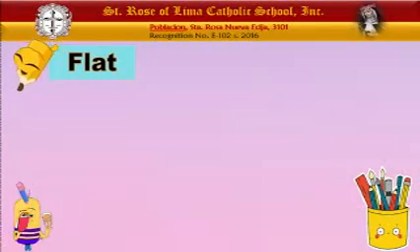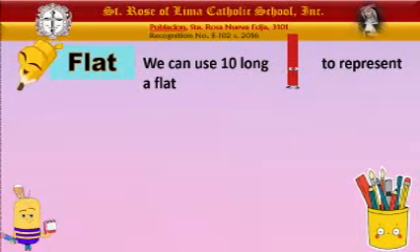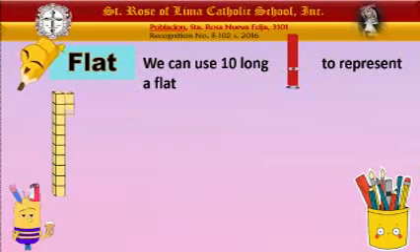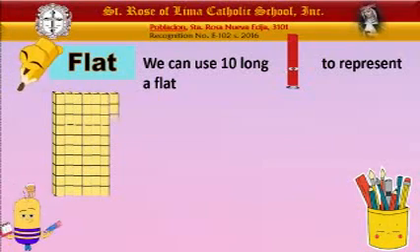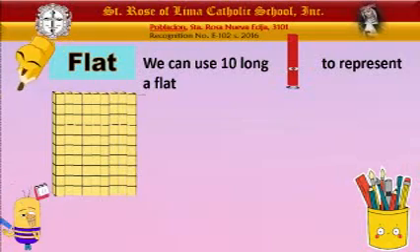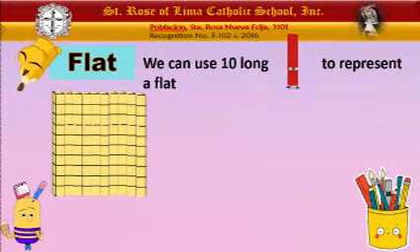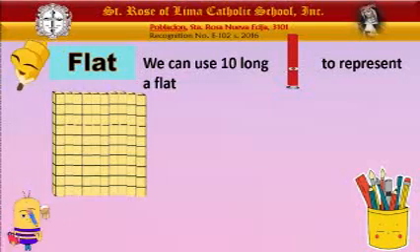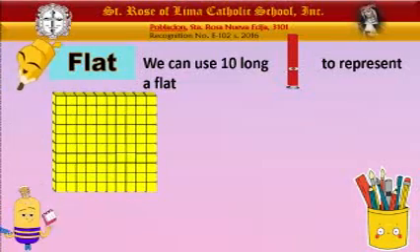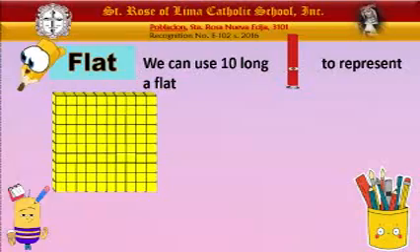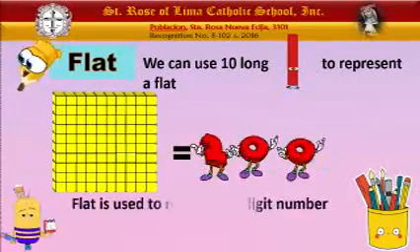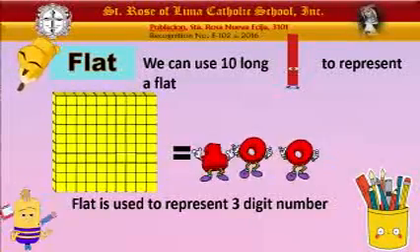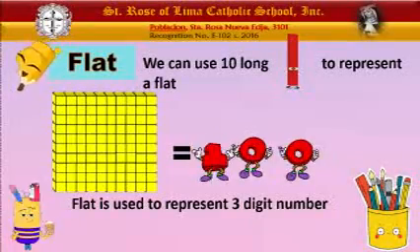Next is flat. So we can use 10 longs to represent a flat. So we have 1, 2, 3, 4, 5, 6, 7, 8, 9, 10. So we have here 10 longs. So that's how a flat looks like. So 1 flat is equal to 100. So we use flat to represent 3-digit numbers.